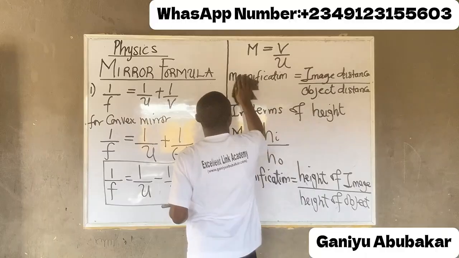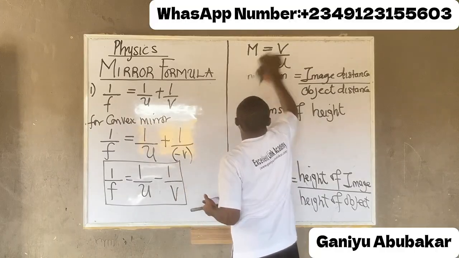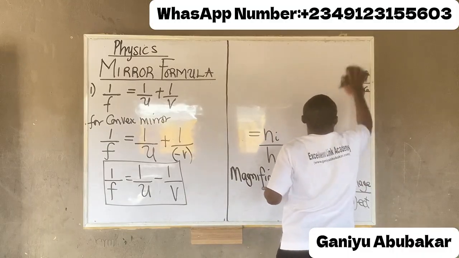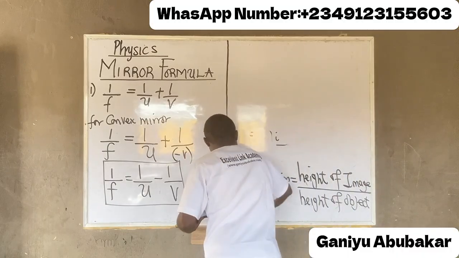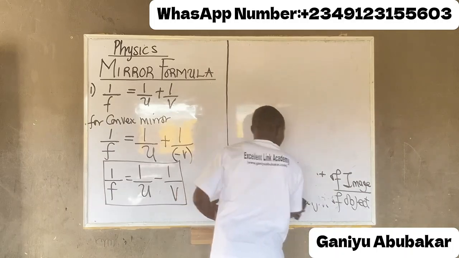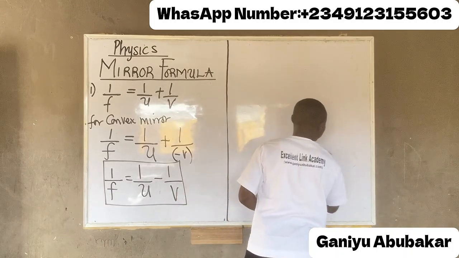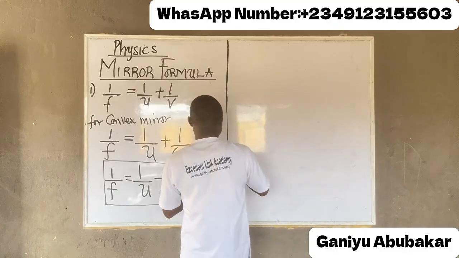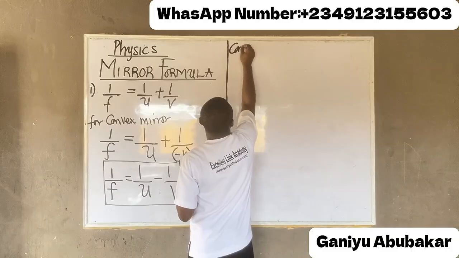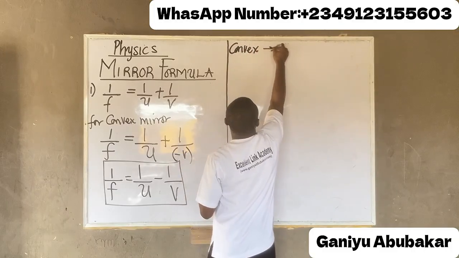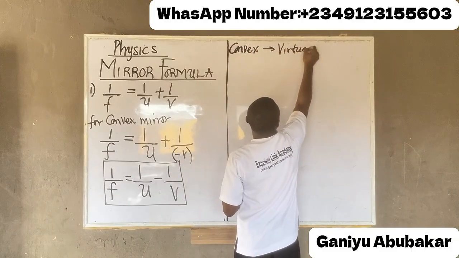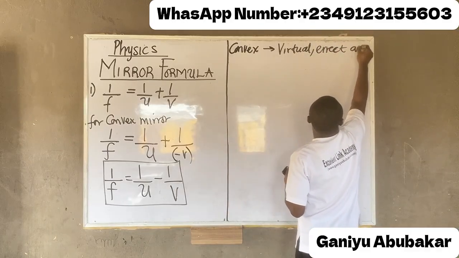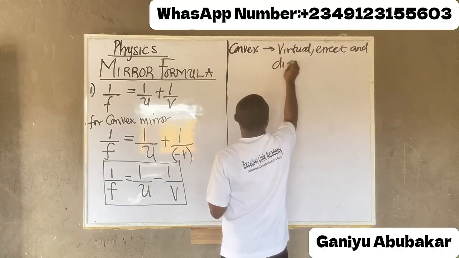What do I mean? All right, so let's explain number 3. What do I mean by that expression? I said for a convex mirror, that convex mirror gives you a virtual, erect and diminished image, right? So for convex, this creates a virtual, erect and diminished image.